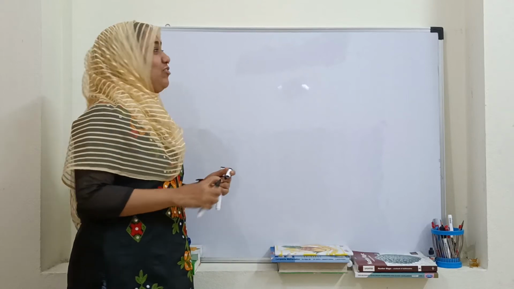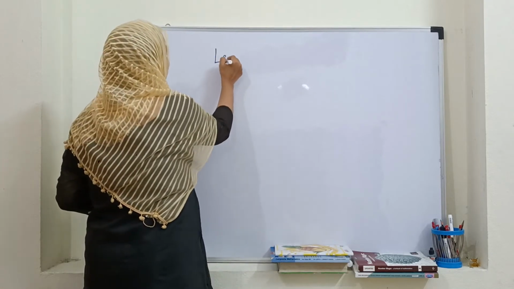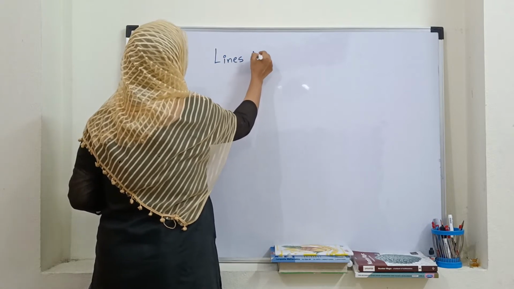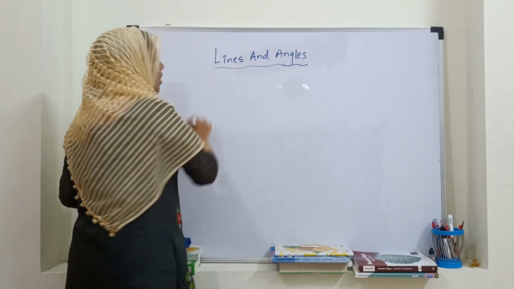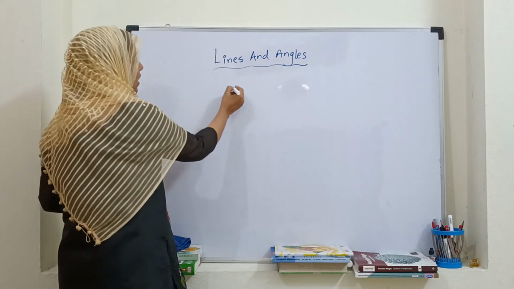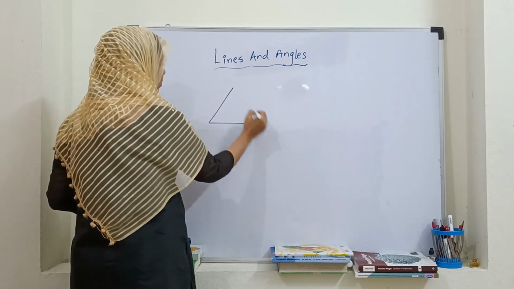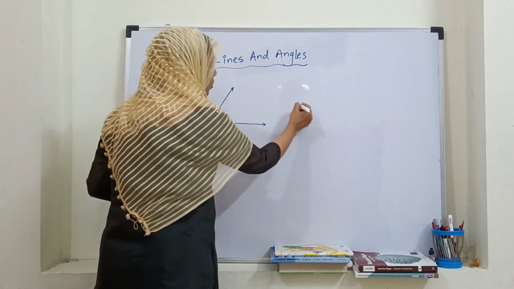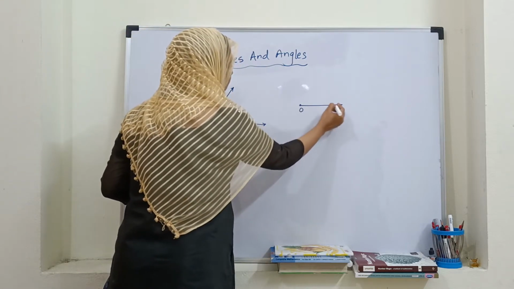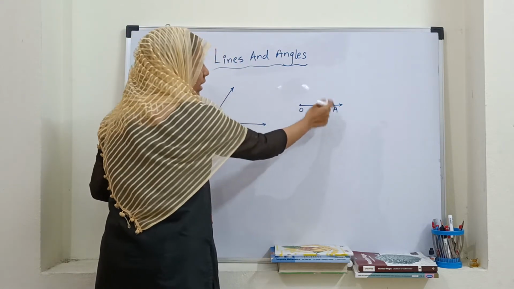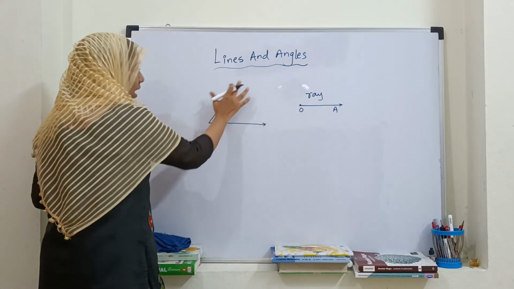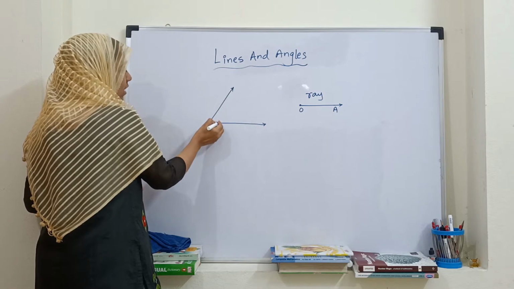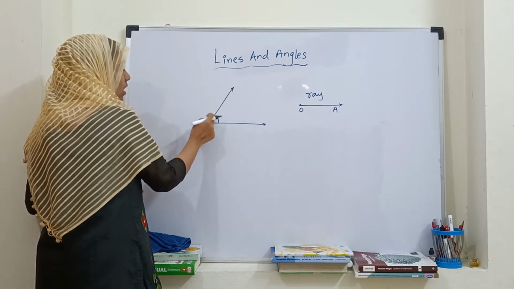Everyone, so today we are going to see lines and angles. Here, an angle is an inclination between two rays. Suppose this is a ray OA. This ray is going to extend in this direction, and when we have two rays, that inclination between the two rays is called an angle.